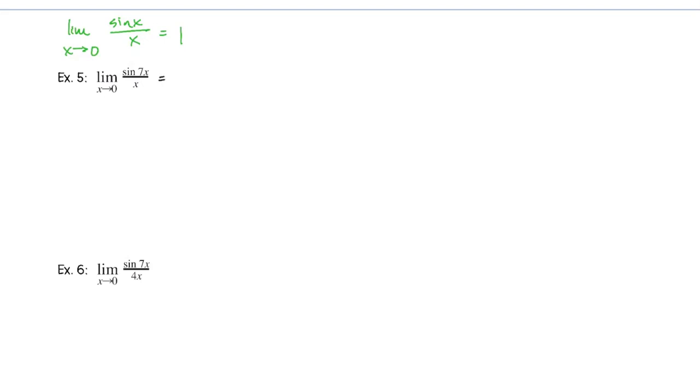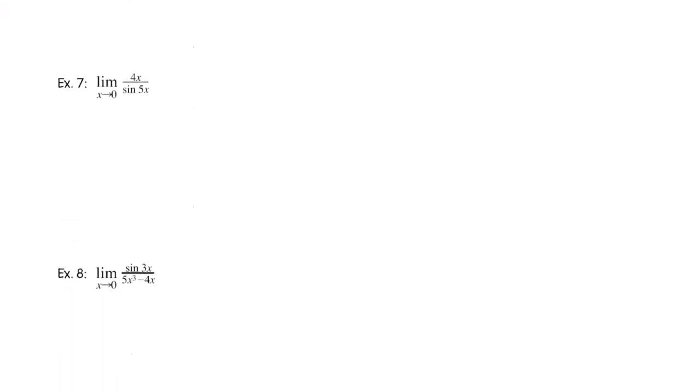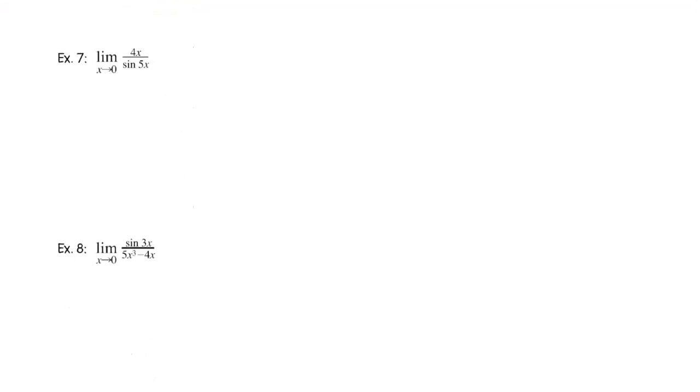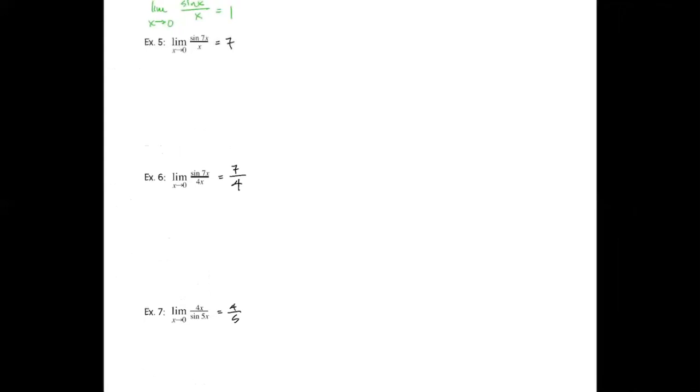Okay, so we have a guess of 7. Using that same idea, we have a guess of 7/4. Well, let's keep going here. What about these last two? What do we think the answer for example 7 might be? I see a 4/5. Now, I think number 8 is a little trickier to answer, but let's take a look at 5, 6, and 7 so far. So we've got 7, 7/4, and 4/5.